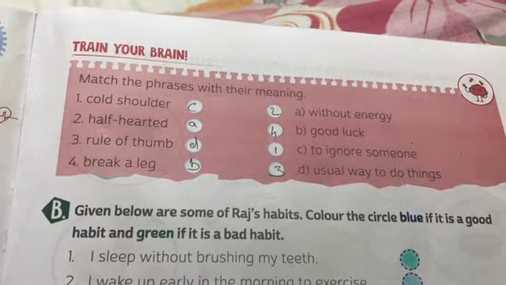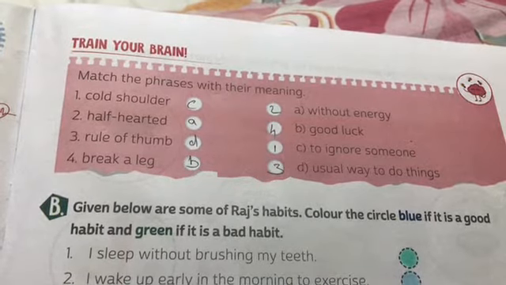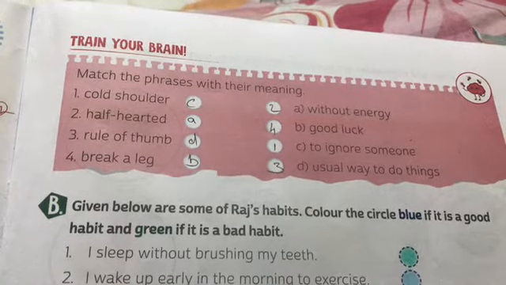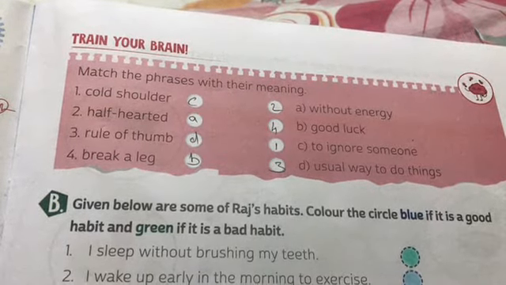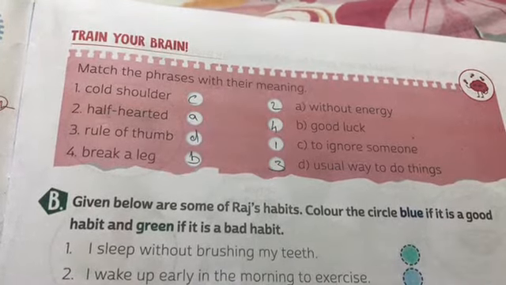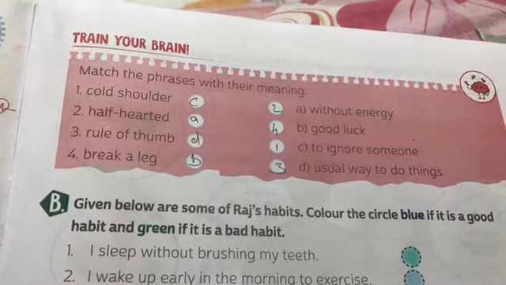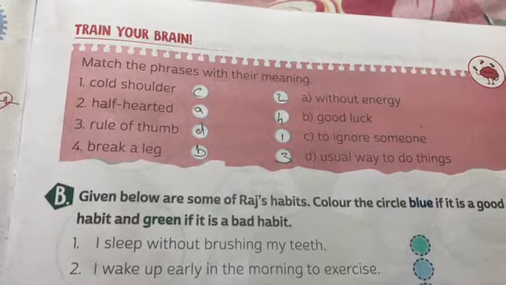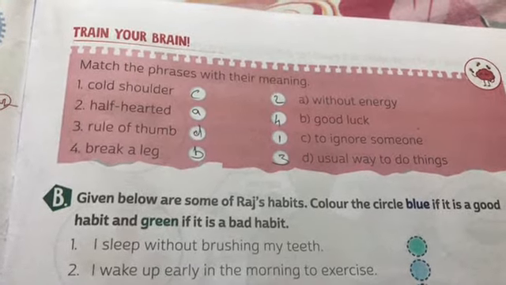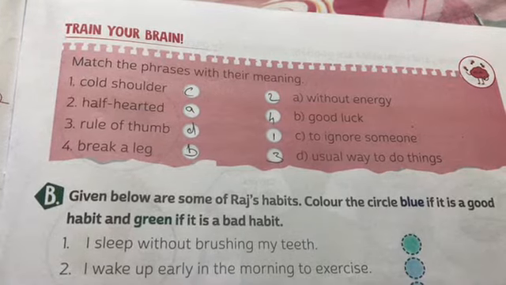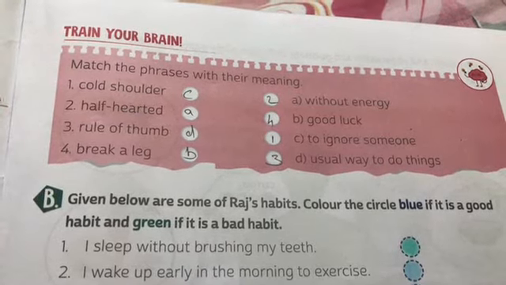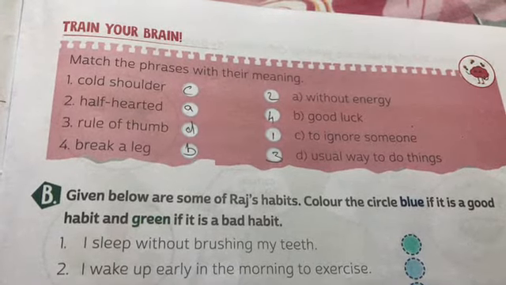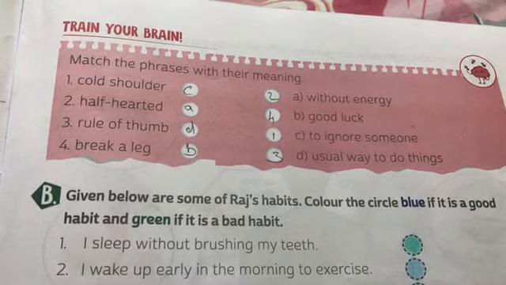Match the phrases with their meaning. The first one is cold shoulder. Answer is to ignore someone. 2. Half-hearted. Answer is without energy. Third one is rule of thumb. Answer is usual way to do things. Fourth one is break a leg. Answer is good luck.